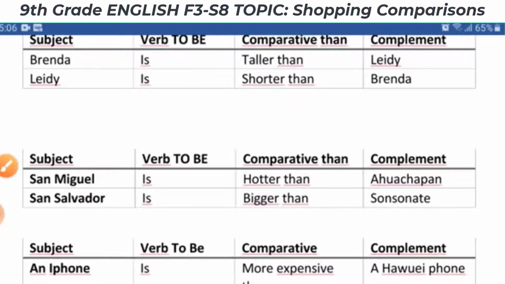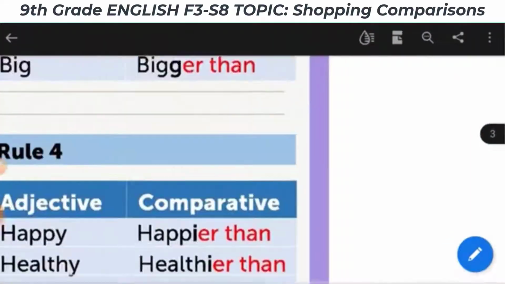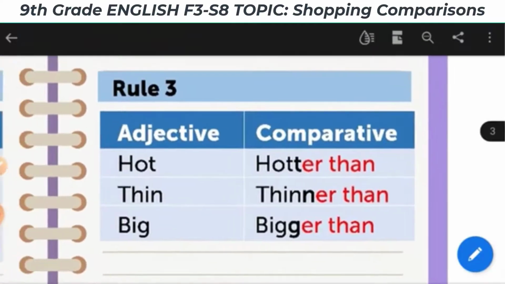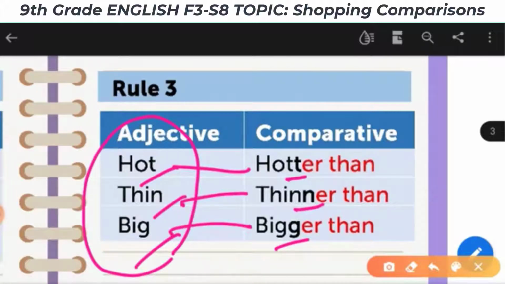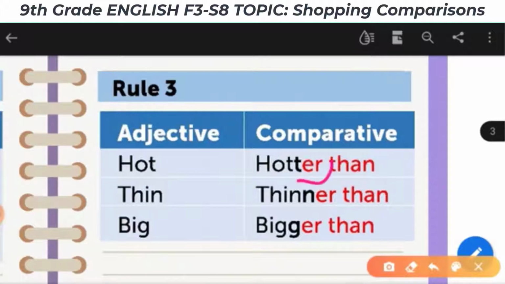Now, we have another example here in rule number 3, regla 3. Ahora, la rule number 3, el adjective es bien pequeño, una sola sílaba, y termina en consonants. Estos son los tres más comunes a los que se les aplica esta regla. Si tú te fijas, double, duplican la consonante. Aquí solo lleva una T, aquí lleva dos. Aquí hay una N, aquí lleva dos. Aquí hay una G, aquí duplicate the G. Yes? So, y terminas añadiendo la ER y la palabra than. So, for example, hotter than, más caliente que. Thinner than, más delgado, más delgada que. Yes? Bigger than, más grande que.